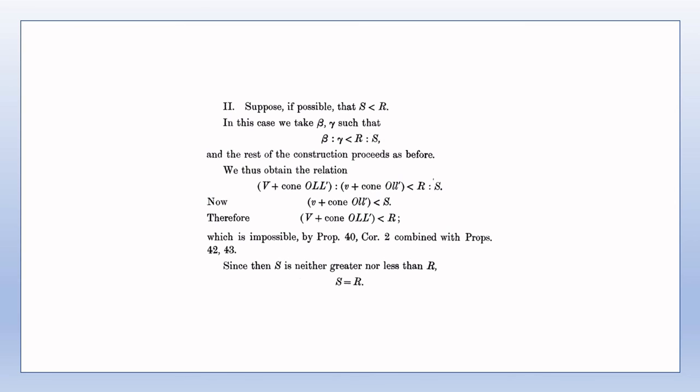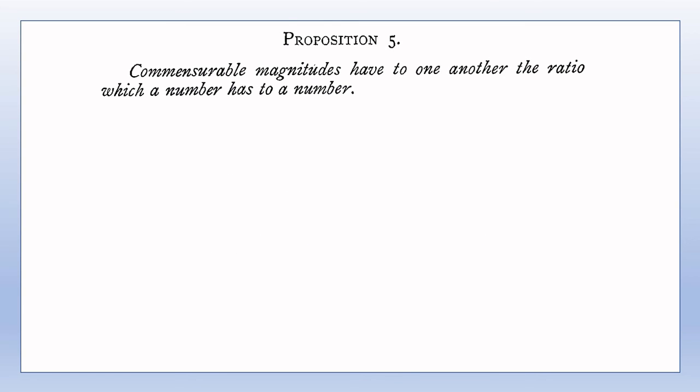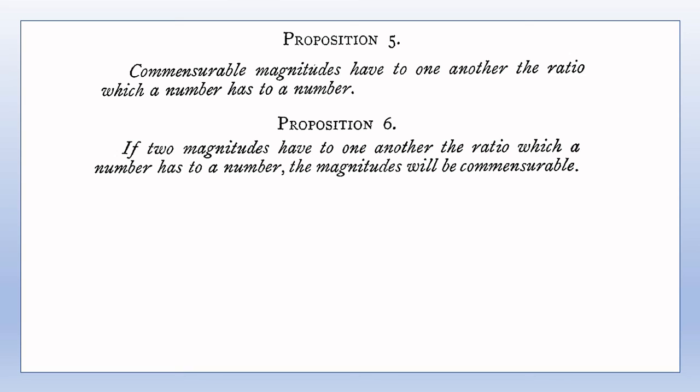Note that in Euclid Book 10 we have the following propositions. Proposition 5. Commensurable magnitudes have to one another the ratio which a number has to a number. Proposition 6. If two magnitudes have to one another the ratio which a number has to a number, the magnitudes will be commensurable.